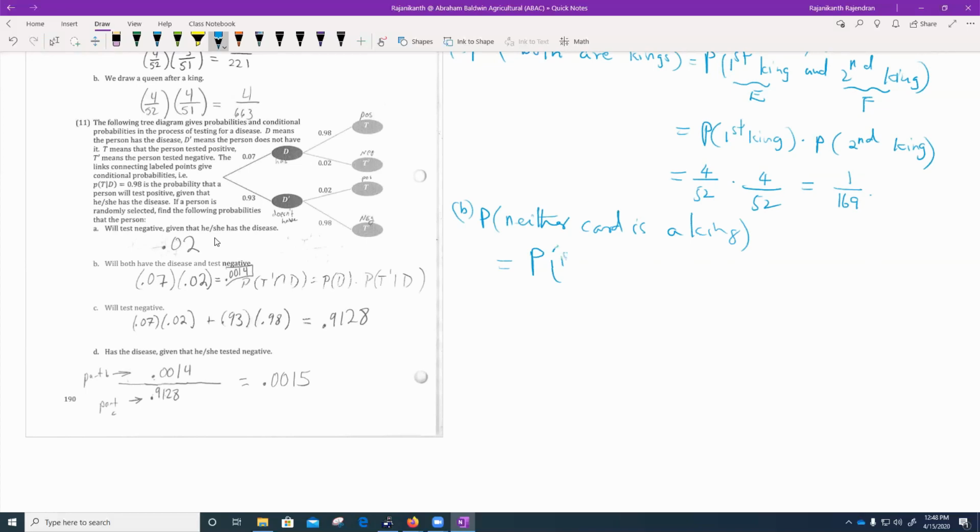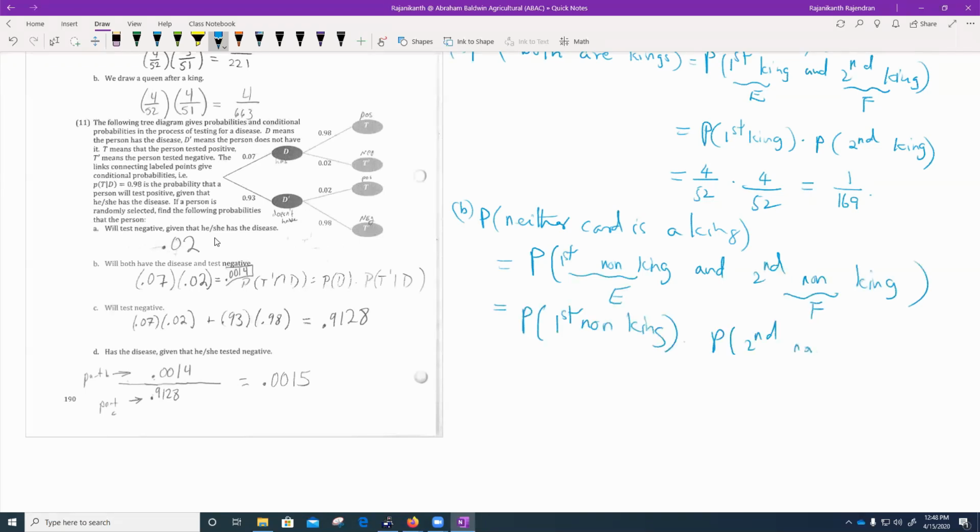So therefore, the first is a non-king, and the second is a non-king. Okay, so now this is my event E, and this is my event F. So this is independent event, therefore this is just the product of these two. So that is the product of the probability of first card is non-king, and the second one also non-king.